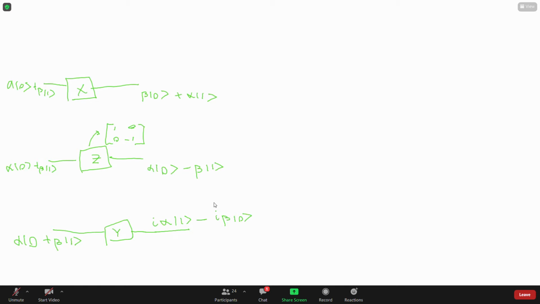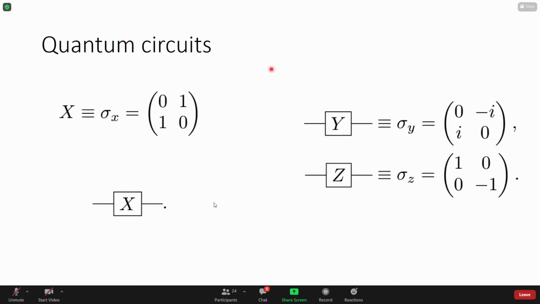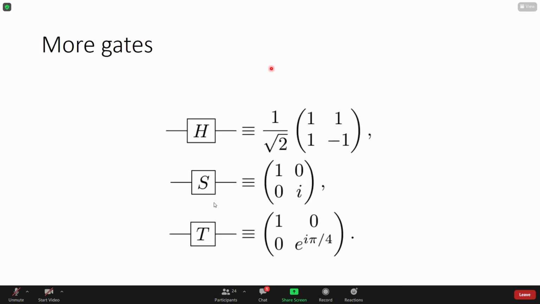So these were the basic gates that we have in principle already seen, but now we formalize them as gates in our circuit. There are a few other gates that are useful to know about. One is the so-called Hadamard gate, which you call H, which is written like this. And you're thinking, okay, how weird is this?